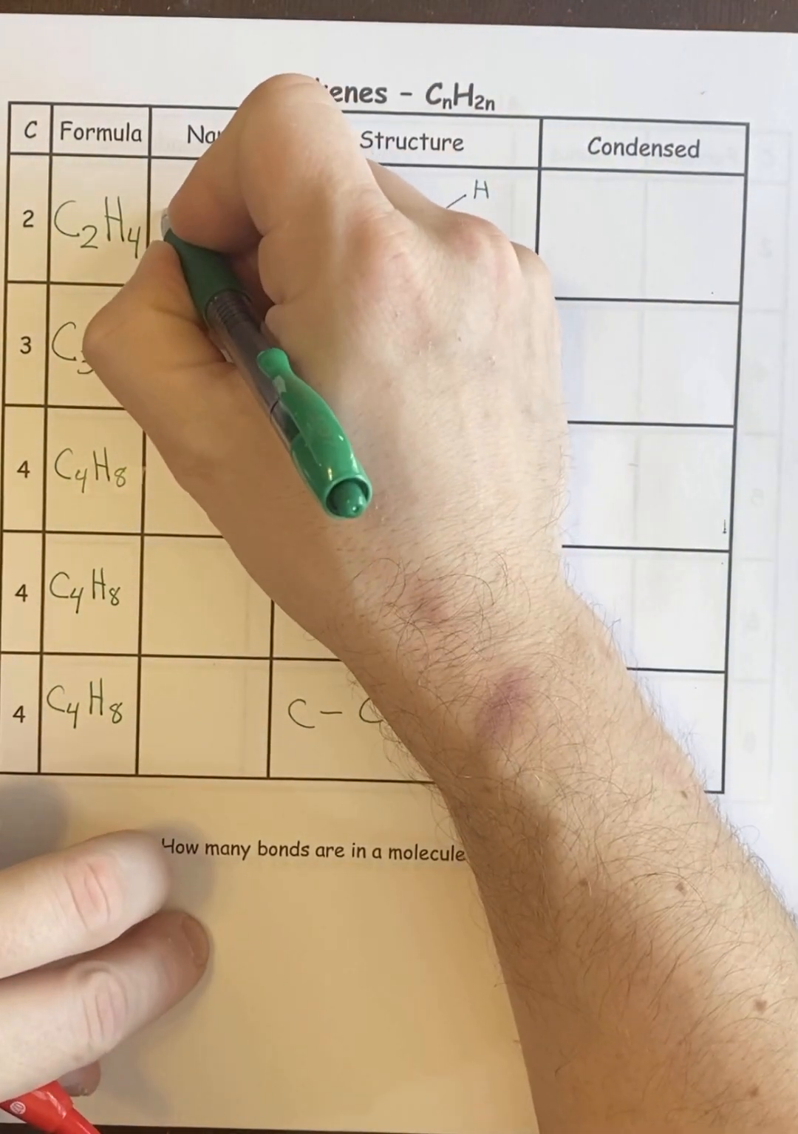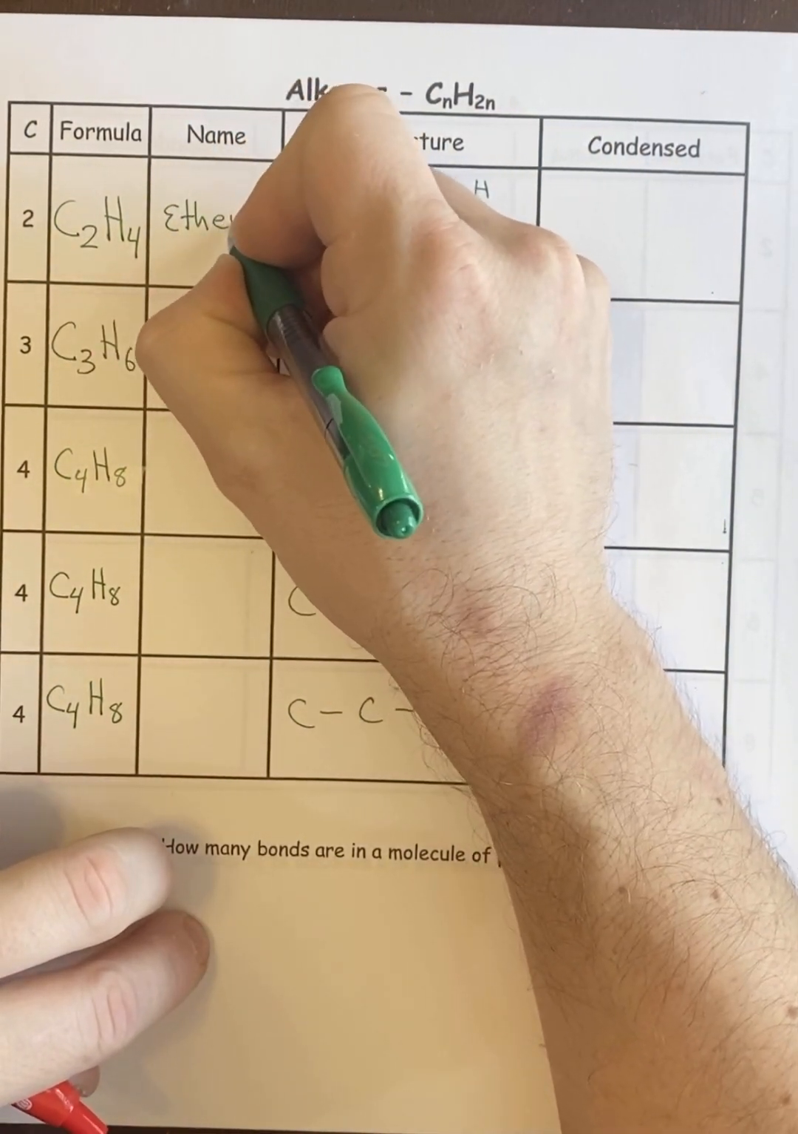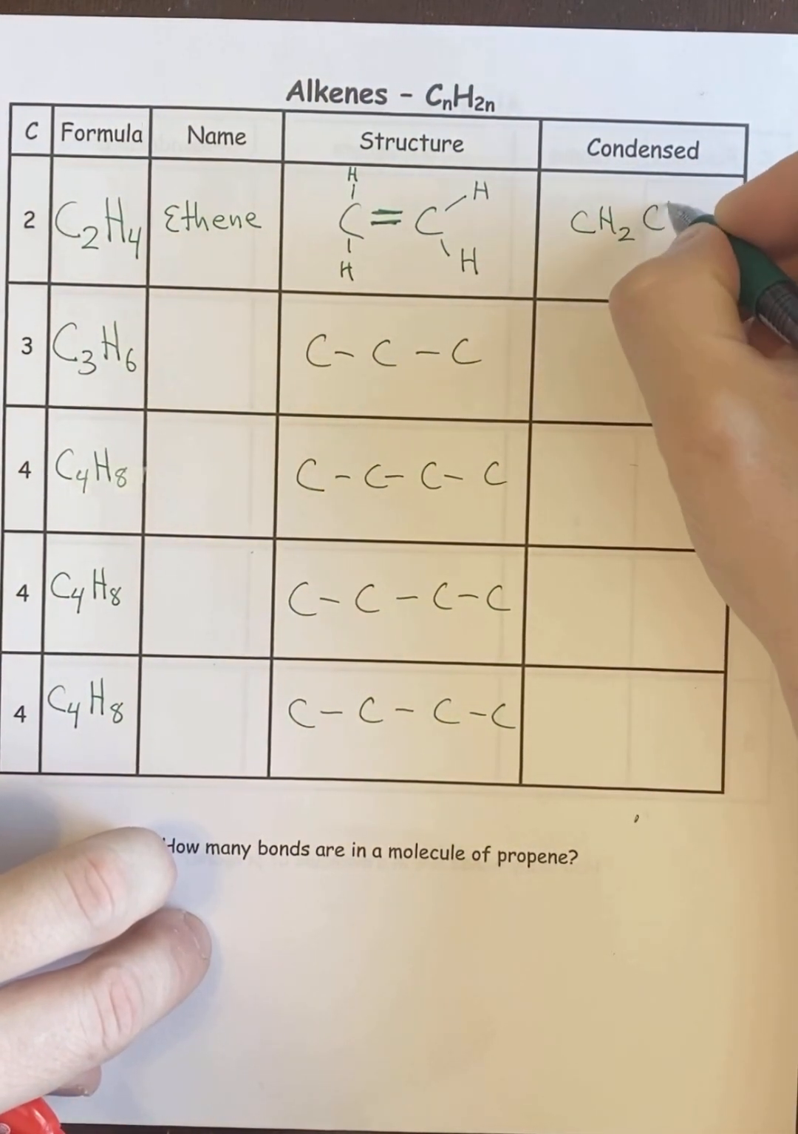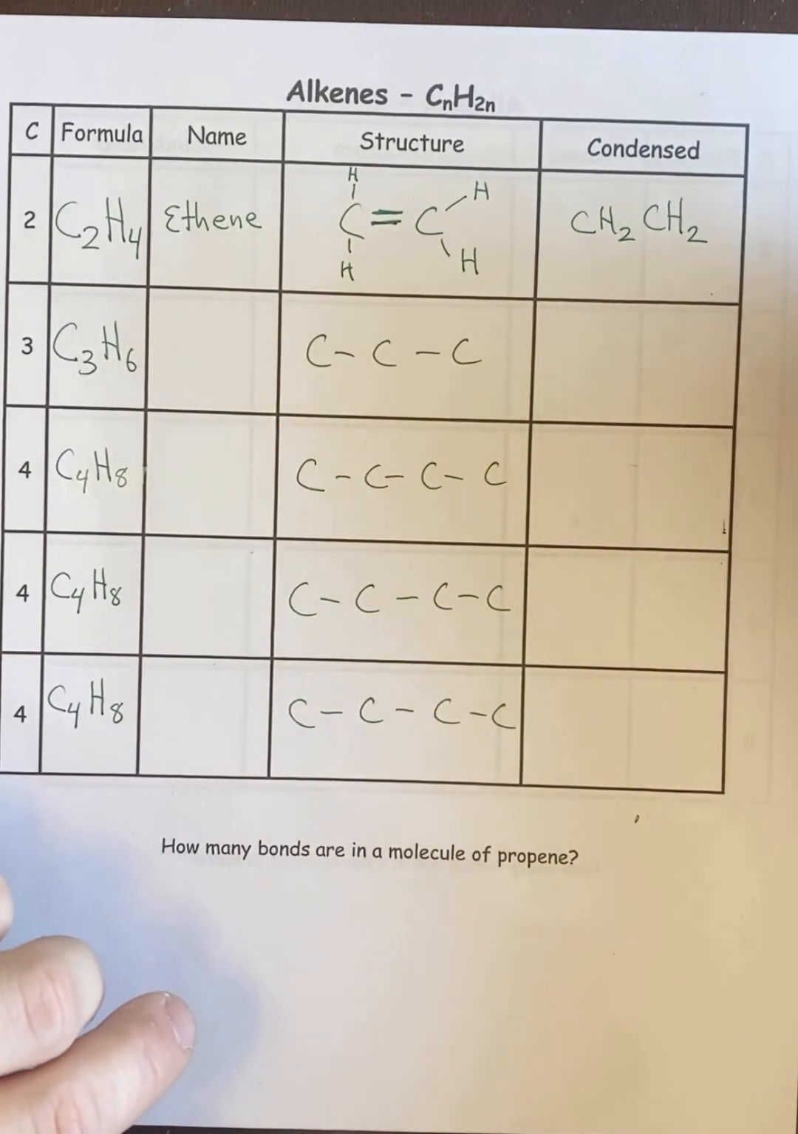The name: ene, no number. Condensed formula, CH2CH2. Now, this one's easy. Let's go to the next one, and we'll start running into some issues.